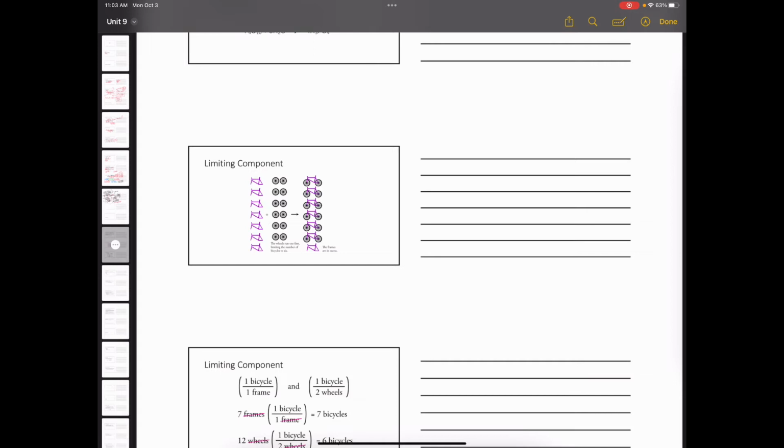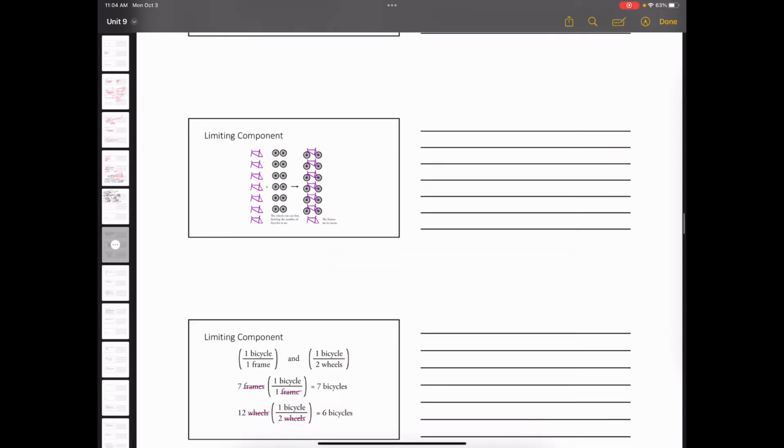Okay, so for example, if you consider assembling, like, a production line of assembling some bicycles. So any bicycle will need a single frame and also 2 wheels, correct? So for example, if you have 12 wheels and if you have 7 frames, every 2 wheels will go for a single bicycle, as you see here.